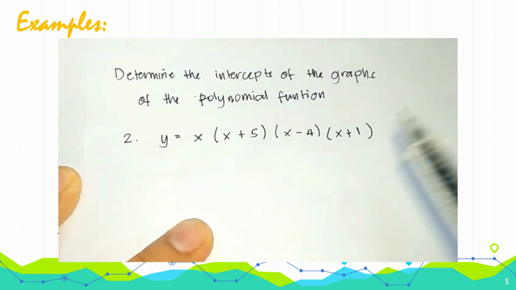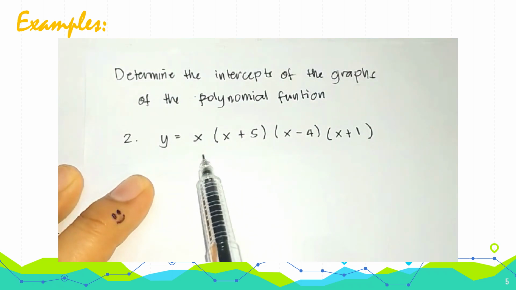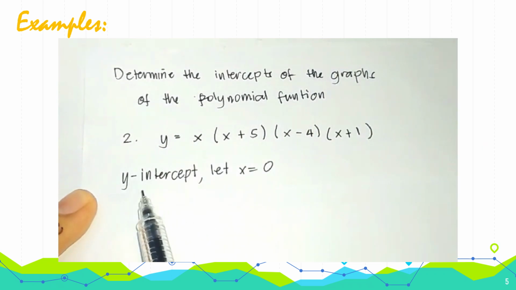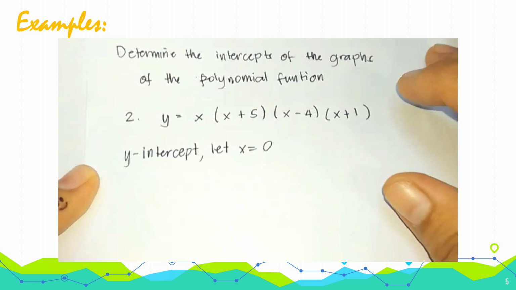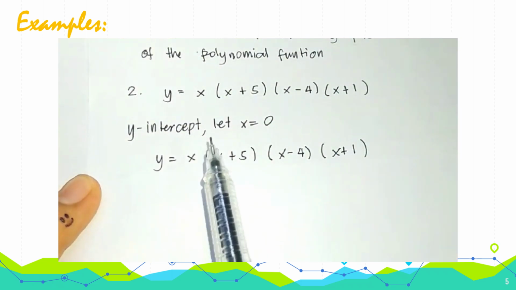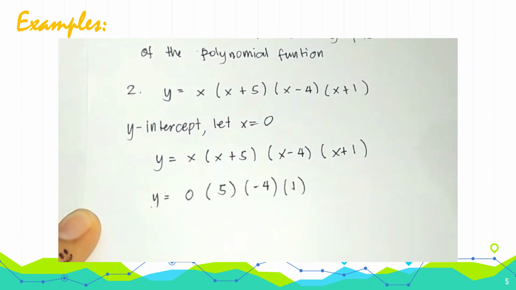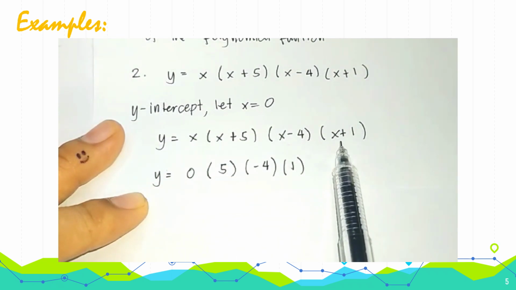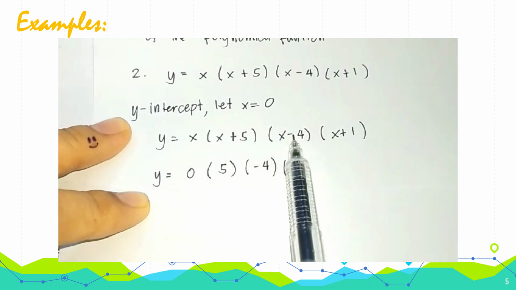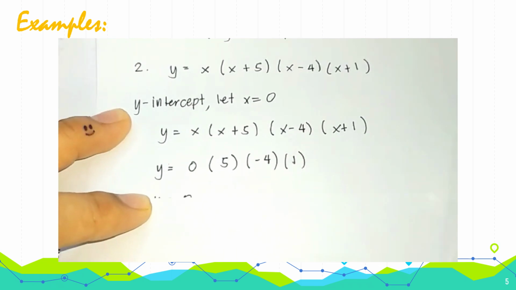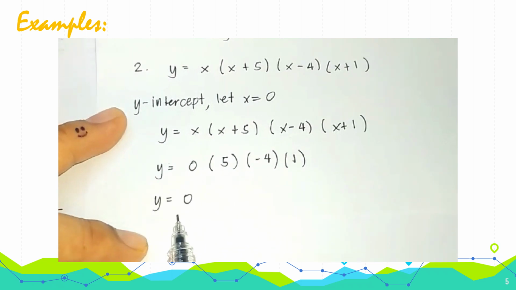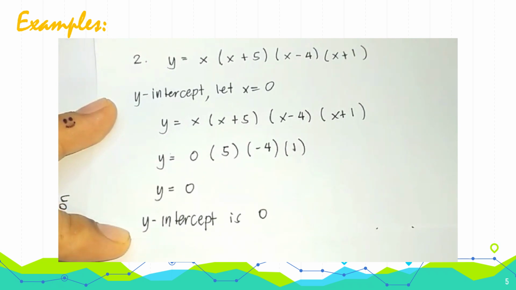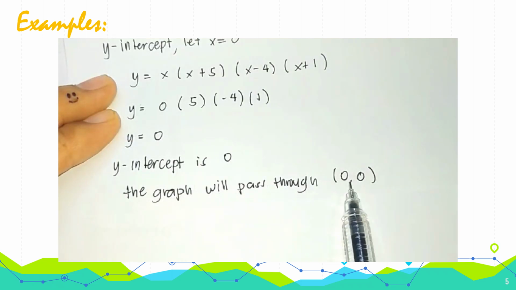Next example. What if we have these quantities and we have x outside? First, let's find the y-intercept. We let x be 0. If this is the given equation, we rewrite it with x as 0 here. This will be 0, and we will have 5, negative 4, and 1. If we multiply everything, this will give us y is equal to 0. And so we say the y-intercept is 0, and the graph will pass through the point 0, 0.